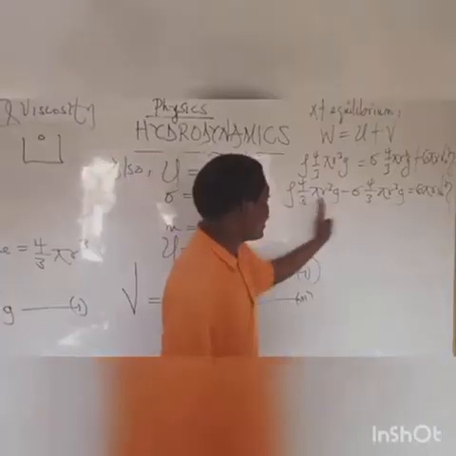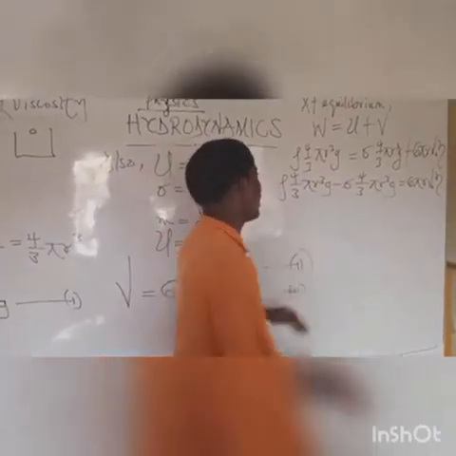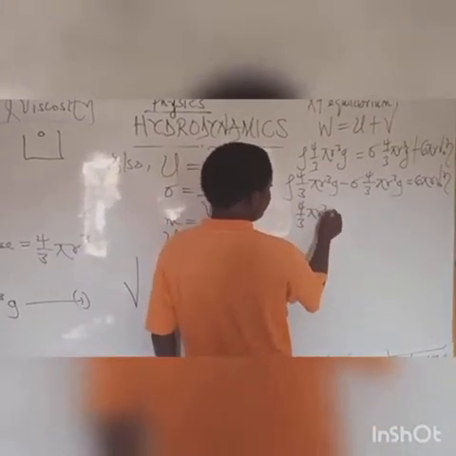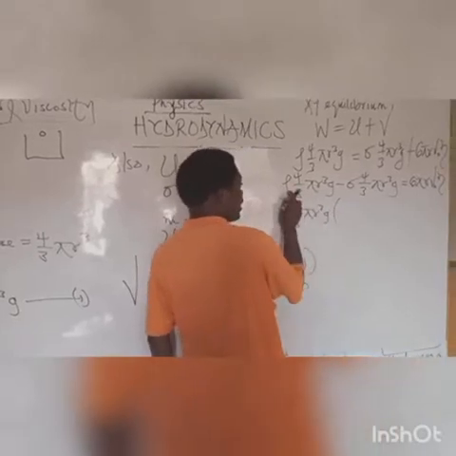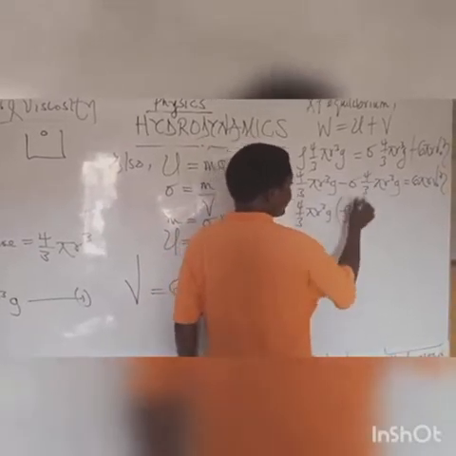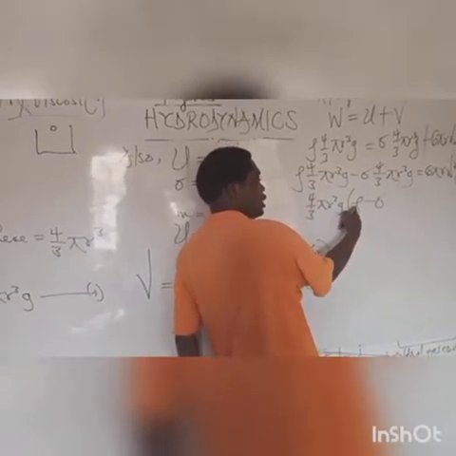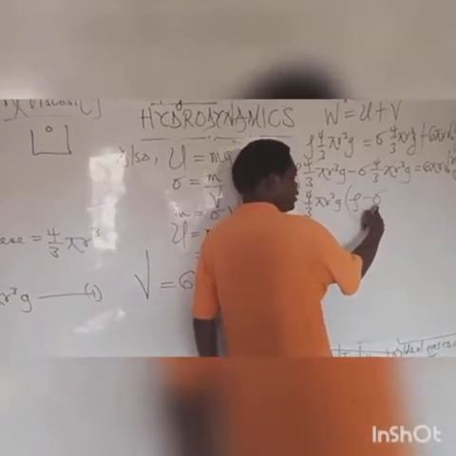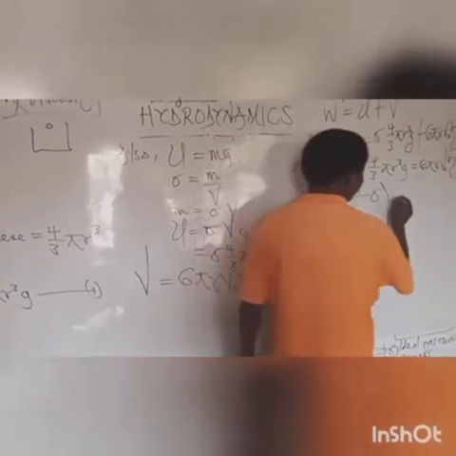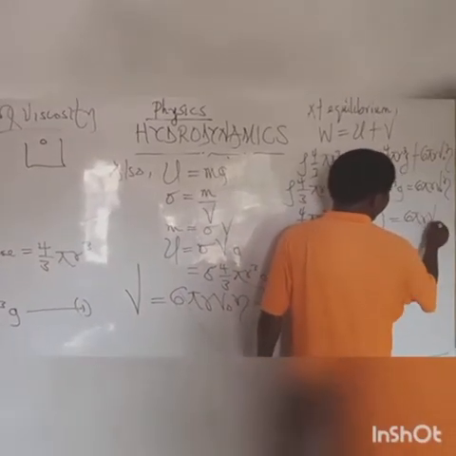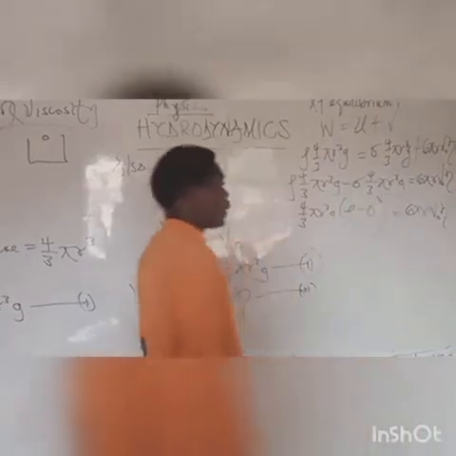What is common? Take the common factors out from here. So we get 4 over 3 pi r cubed g. What is left here is only the density. This is the density of the solid, while this one is the density of the fluid or liquid. And that is equal to 6 pi r V naught times the coefficient of viscosity.